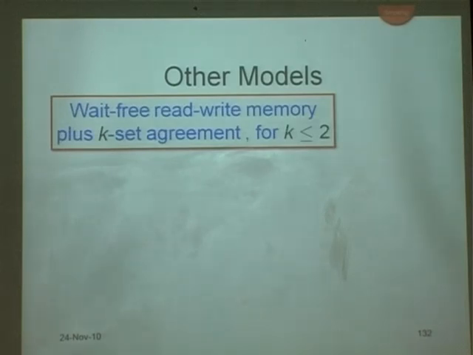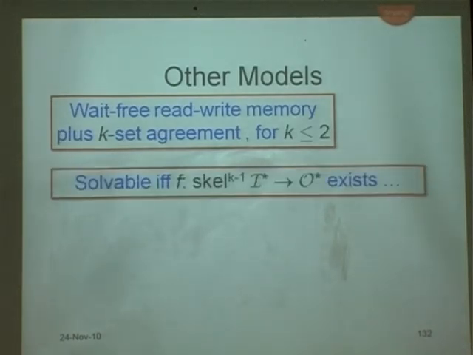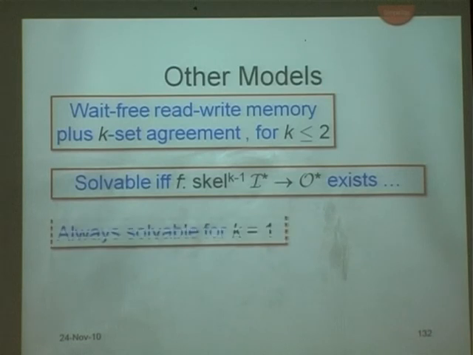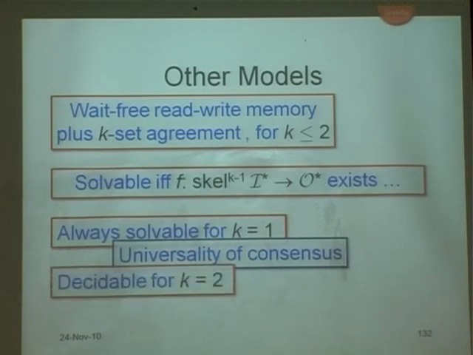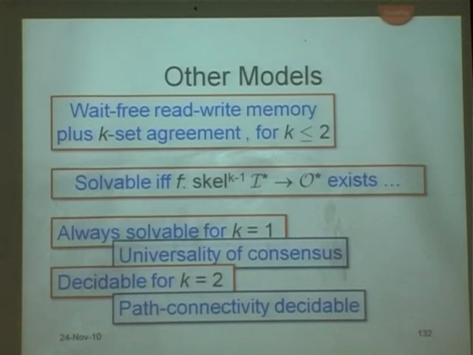For other models, if you have k less than 2, then it's solvable. Because if k equals 1, then there's always a solution. And that follows from the universality of consensus. If k equals 2, it depends on questions about path connectivity, which is decidable.